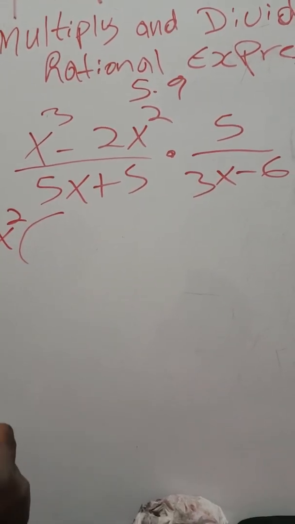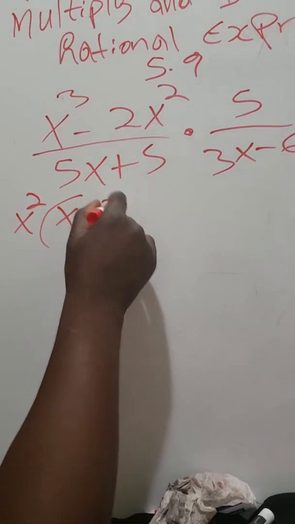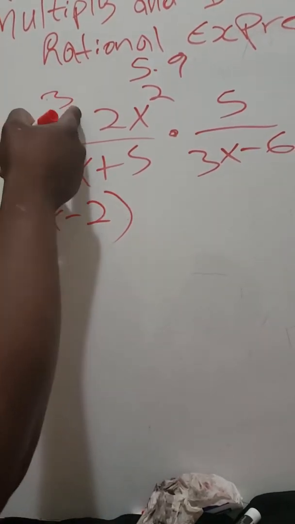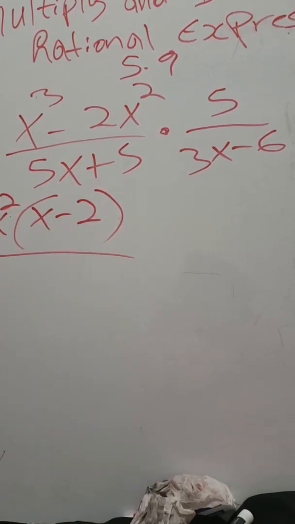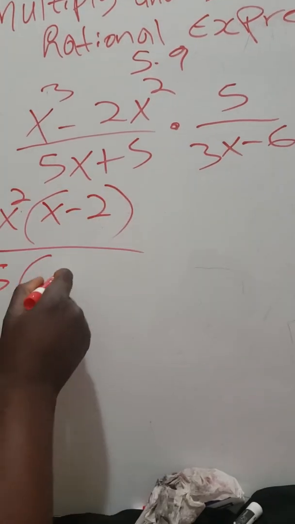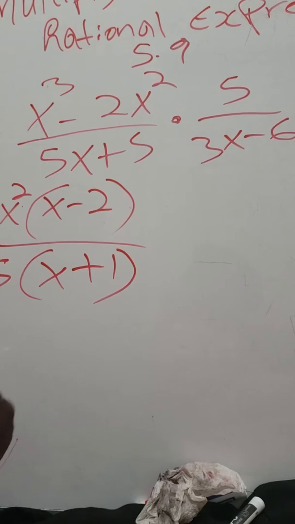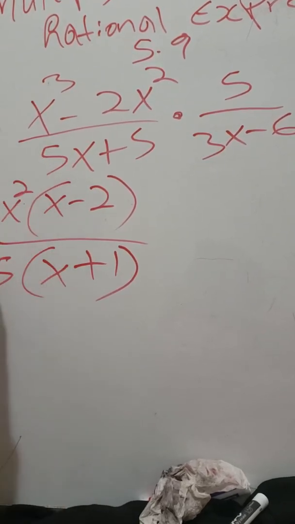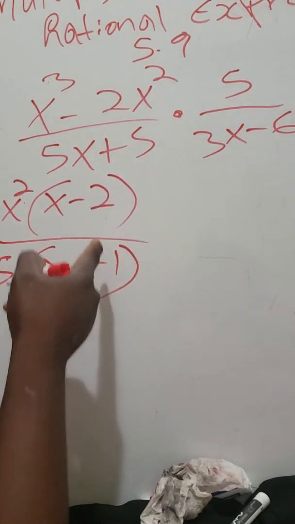What we have left, if we factor out x squared, is an x left here minus 2. Okay, so that's how we factor the top. The bottom, which is here, we can factor out a 5. If we factor out a 5, what we're going to have left is x plus 1, because we factor out a 5 here. So x stays, and we factor out this 5, so only 1 stays here.